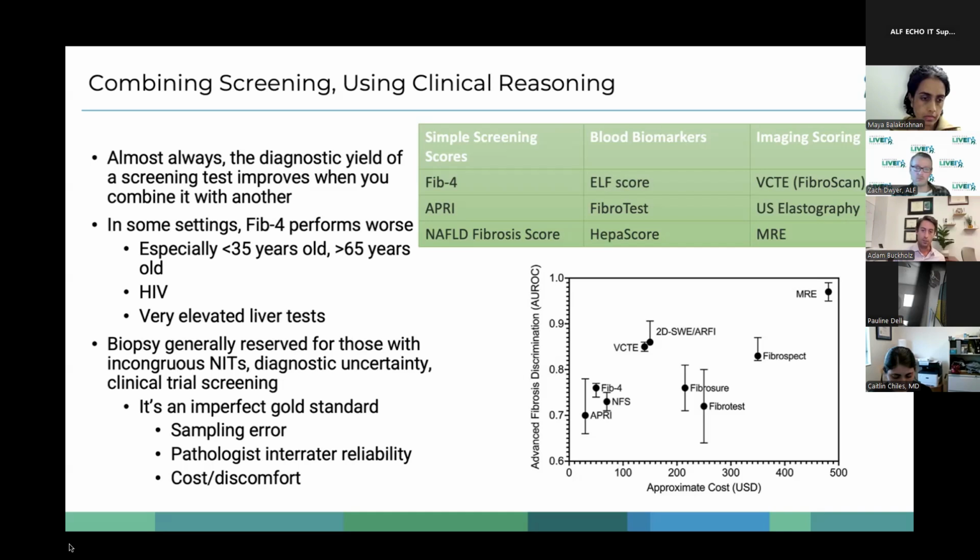And a word on cost, on the right-hand side at the bottom, you can see several of the common non-invasive tests that we use, graphed relative to their overall accuracy on the y-axis, and their cost on the x-axis. So MRE is generally felt to be the most accurate of the non-invasive tests, but does tend to cost more, so it shouldn't usually be a first-line test, whereas FIB4 is less accurate, but tends to be very, very cheap. And VCTE, which is FibroScan, and ultrasound elastography right next to it, are somewhere in the middle.